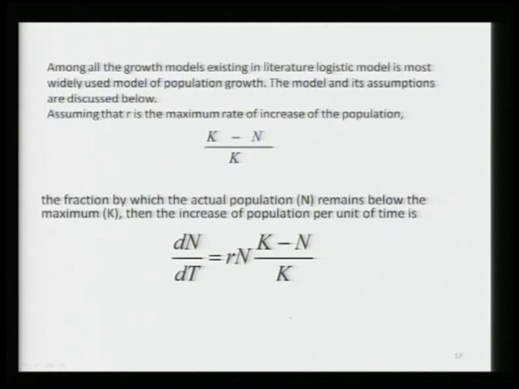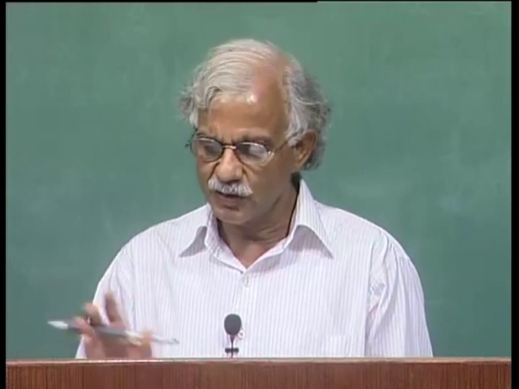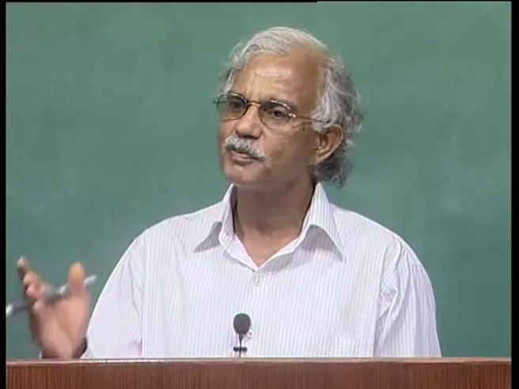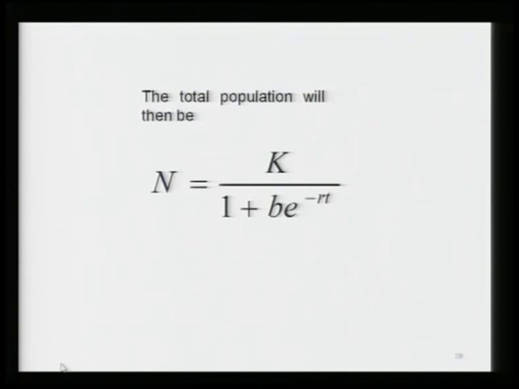The rate of change dn by dt depends on the rate of growth, on the actual population, and on how far the actual population is from the limiting case k. It can be shown mathematically that under this assumption, the curve that you get, the number in terms of time, k, etcetera, follows the following logistic model: n equals k upon 1 plus b e raised to the power minus r t.